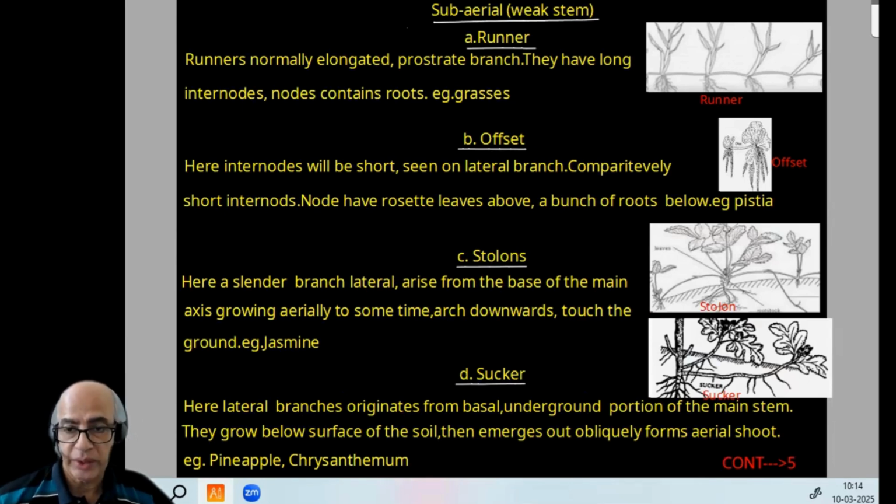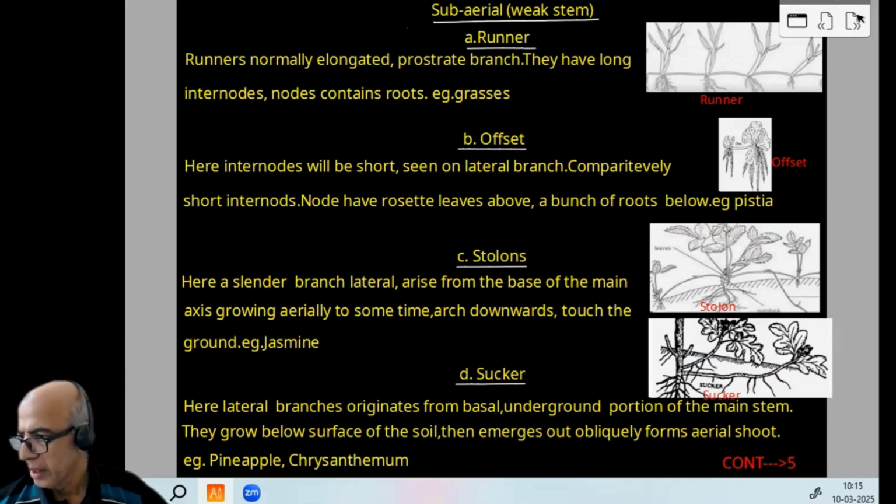That was a regular question when it was directly in the syllabus. So sucker means lateral branches originate from the basal underground portion of the main stem and grow below the surface of the soil. Then it emerges out obliquely and forms an aerial shoot. Typical examples are pineapple and chrysanthemum. So for subaerial stems connected with the main stem, we have runner, offset, stolon, and sucker.